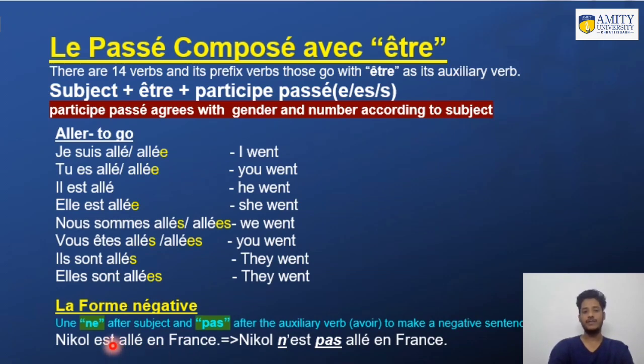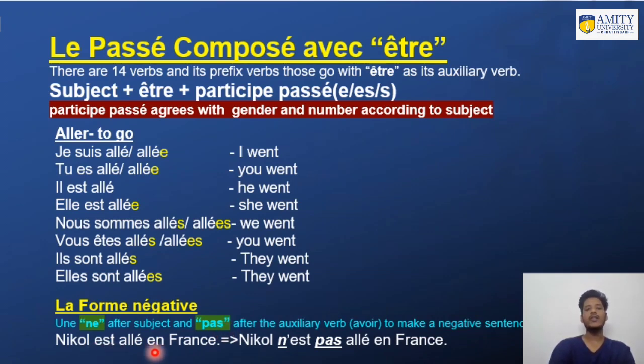Now, negative. How to make negative? We use ne and pas to make negative. But where to use ne? We have to use ne after the subject and pas after the first verb to make negative.